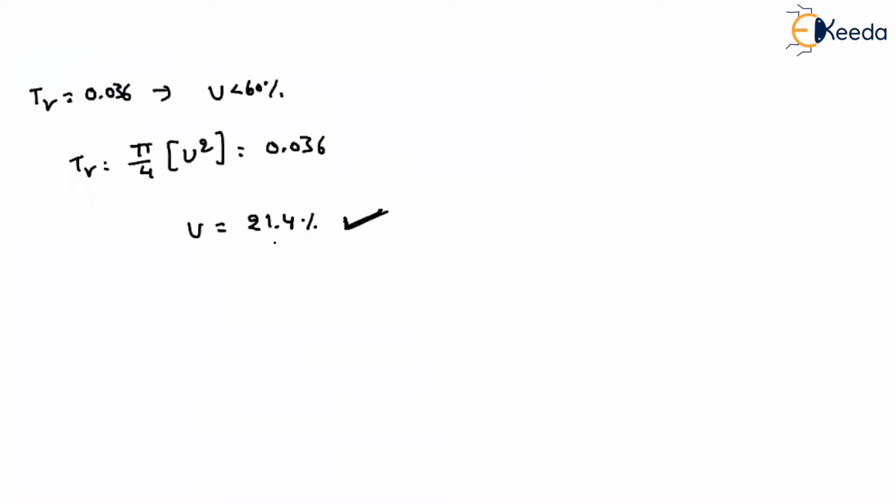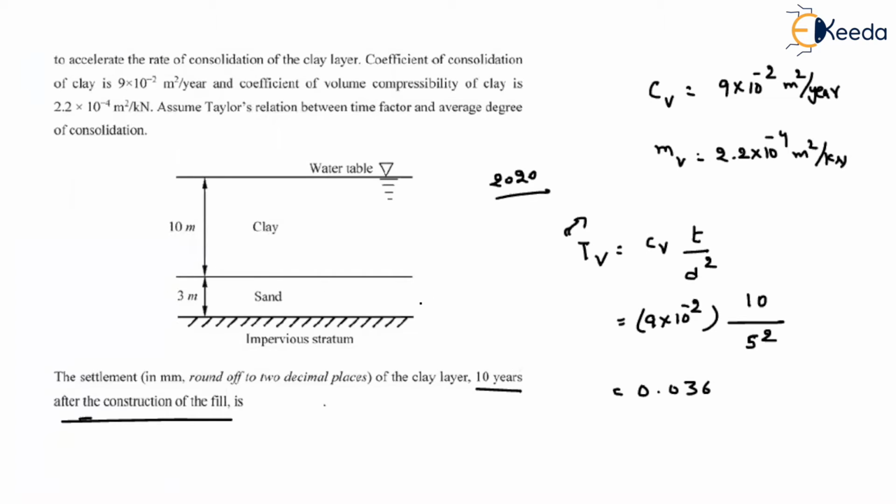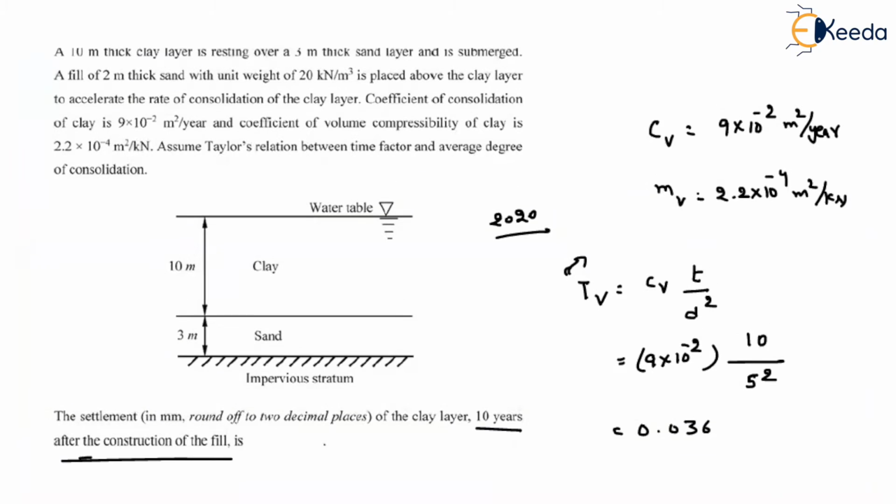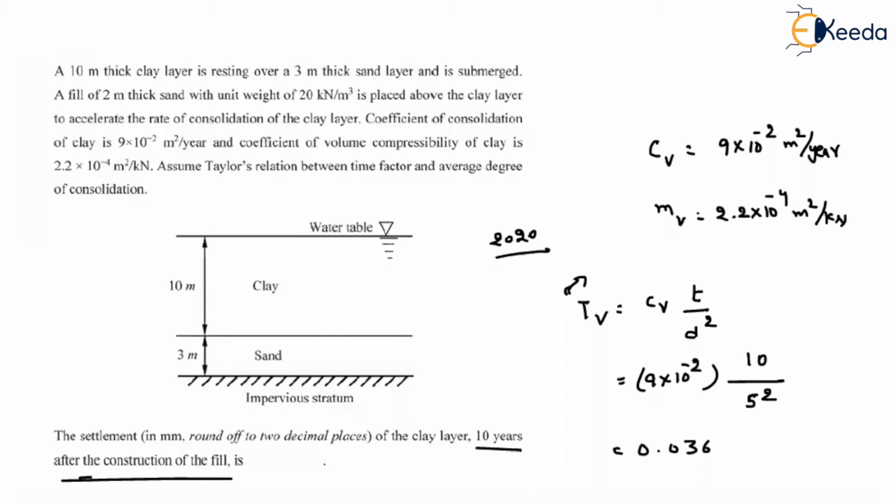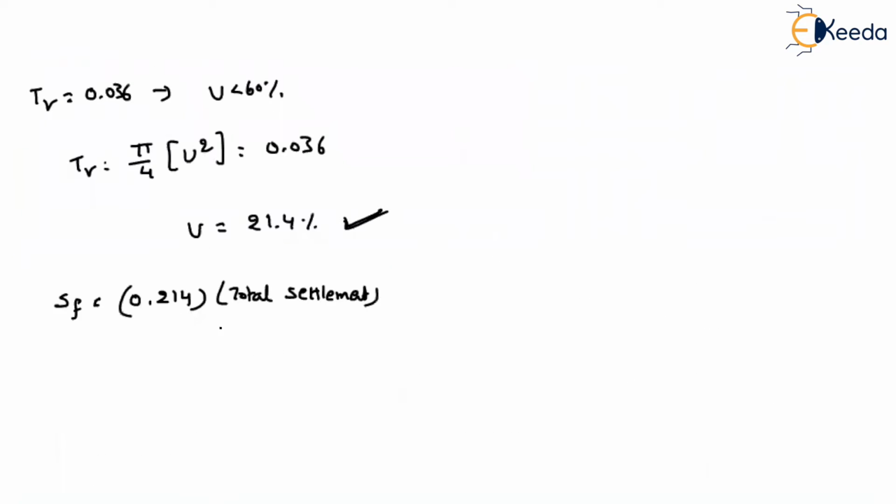So in the 10 years span, how much consolidation is happening? 21.4%. That implies the settlement at the end of 10 years is 0.214 into the total settlement. So here, if you can find out the total settlement, then the rest is done. So how can I find the total settlement here? From the given data, we have to find out the total settlement.